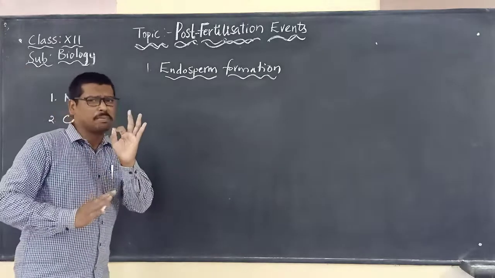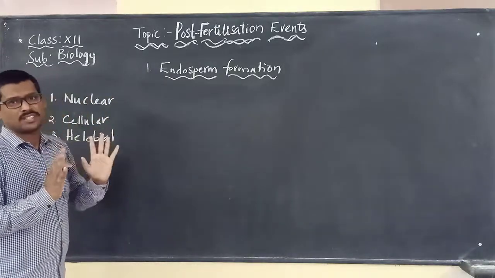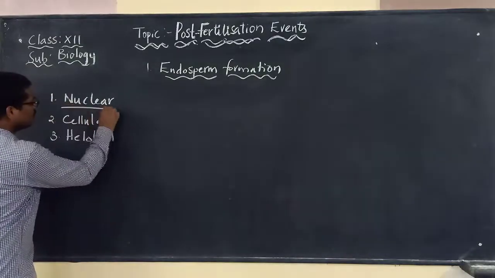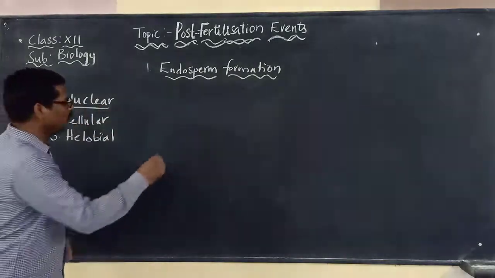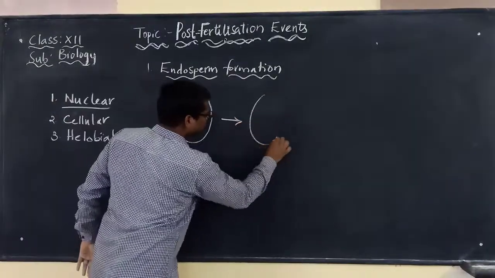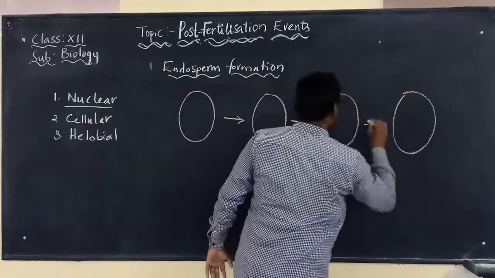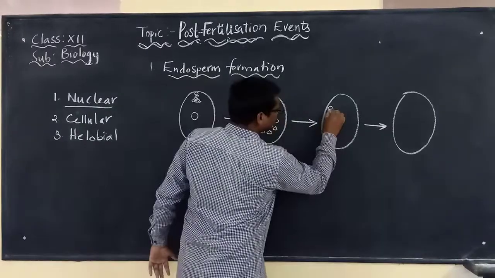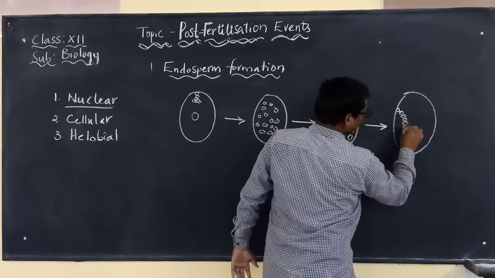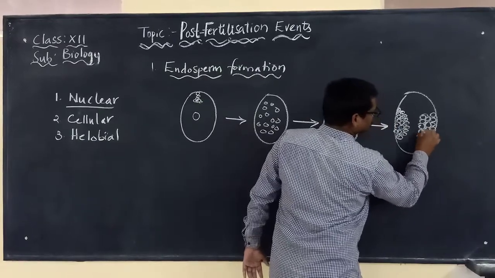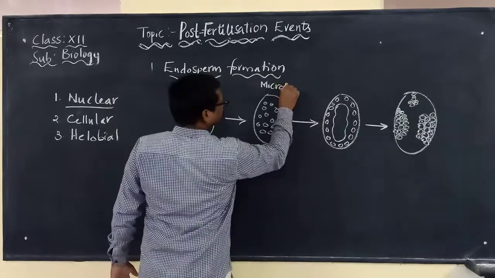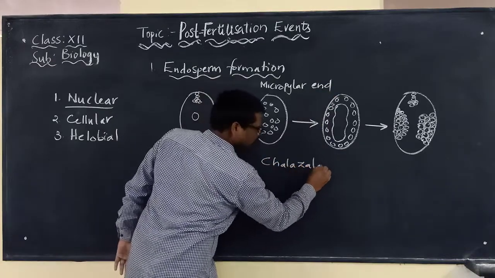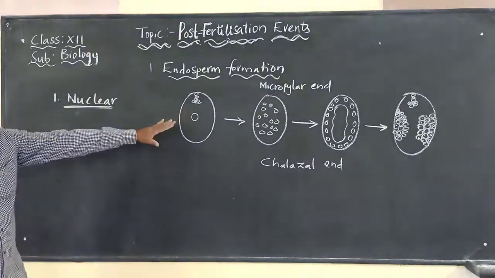Let us try to make it very easy with simple diagrams. We will use simple diagrams to understand very clearly how these different types of endosperms are formed. So the first one, we will see the nuclear endosperm. First one we will discuss is the nuclear endosperm. So let us see with the diagram.